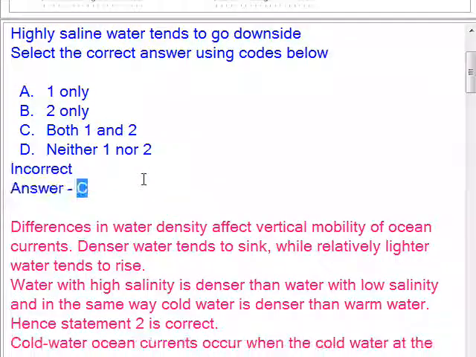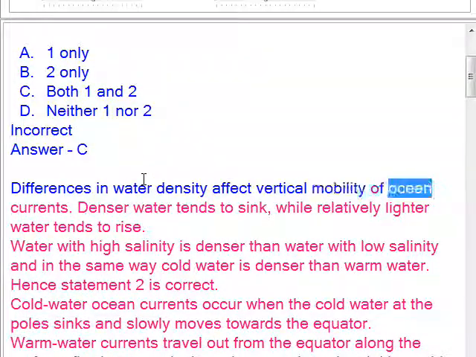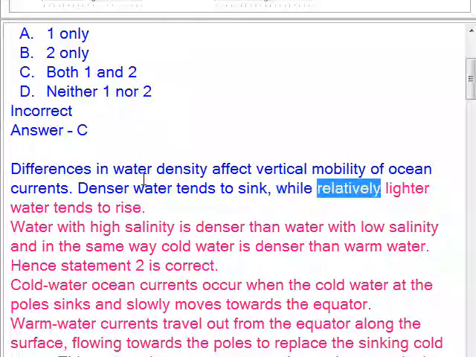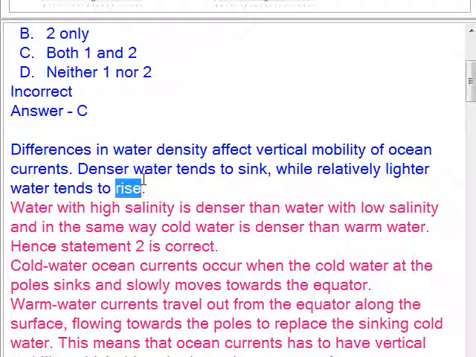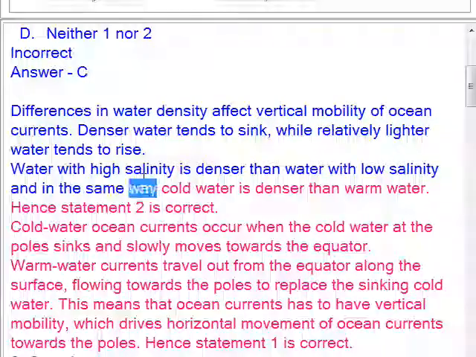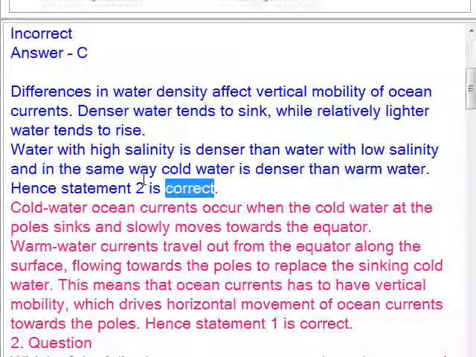Correct answer, C. Differences in water density affect vertical mobility of ocean currents. Denser water tends to sink, while relatively lighter water tends to rise. Water with high salinity is denser than water with low salinity, and in the same way cold water is denser than warm water. Hence statement 2 is correct.